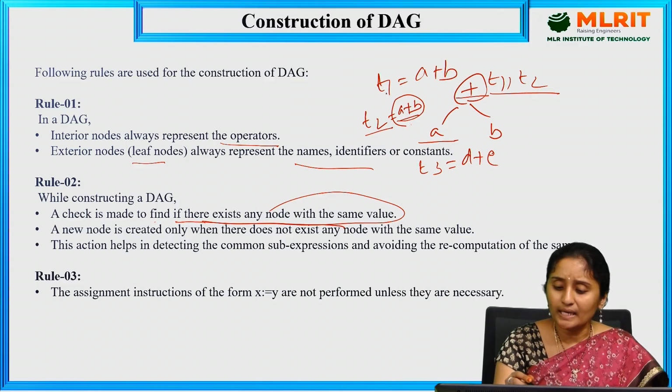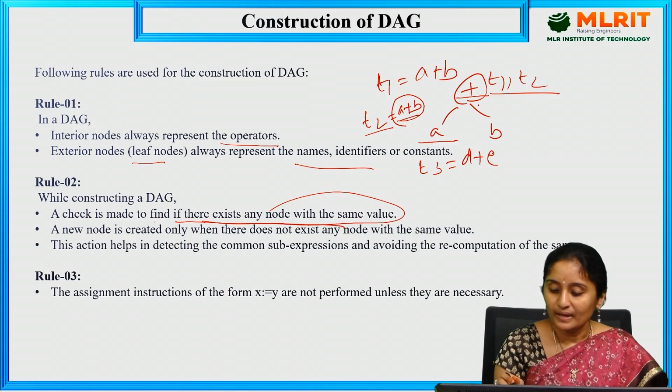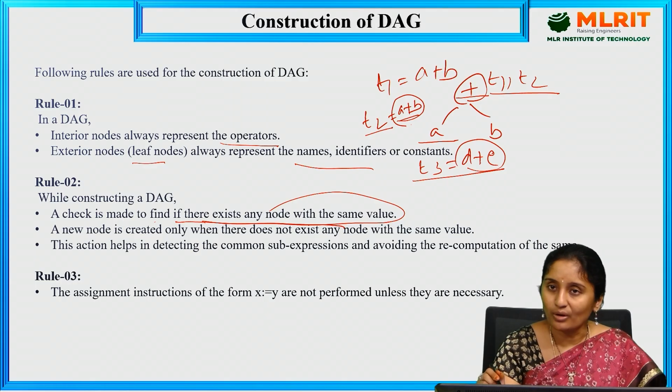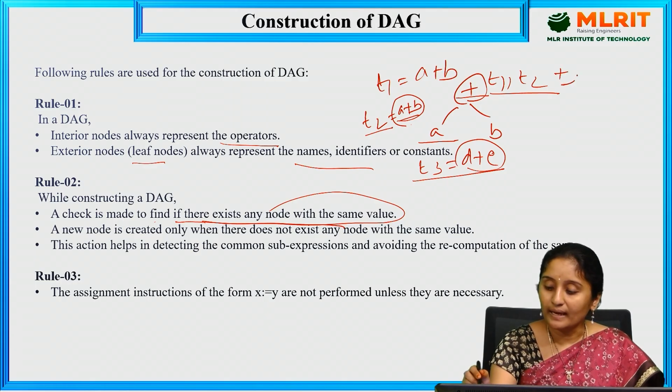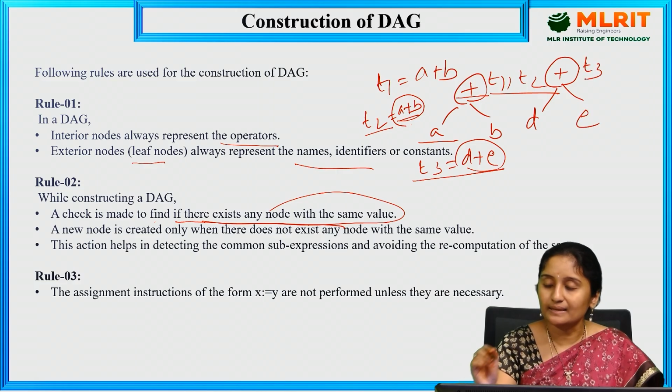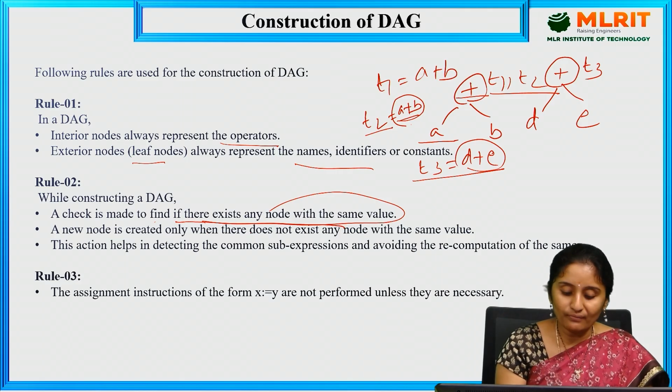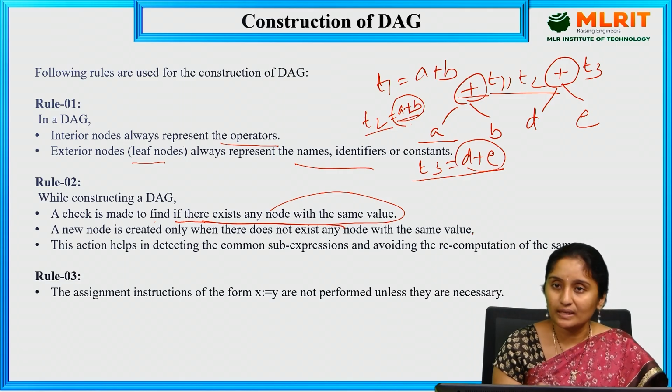See here, T1 equal to A plus B, T2 equal to A plus B. I have constructed a tree, a DAG, and the next one I am having is T3 equal to D plus E. I will be checking in my DAG whether these nodes are already existing. If these nodes are not existing, then only I will be creating one more node, and that is nothing but D plus E, and it is nothing but T3. A new node is created only when there does not exist any node with the same value.